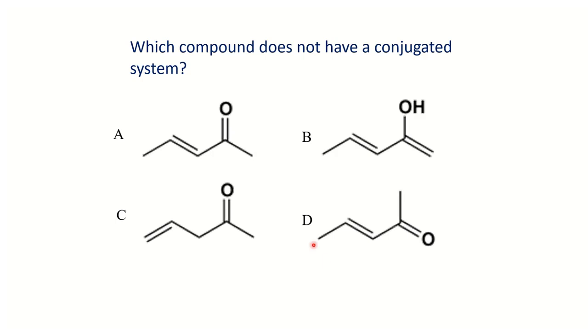Immediately you realize that every single compound except for C has the double bond conjugated. Here C is showing you an isolated system. Here's the sp3 carbon, and that double bond is therefore isolated away from that double bond.